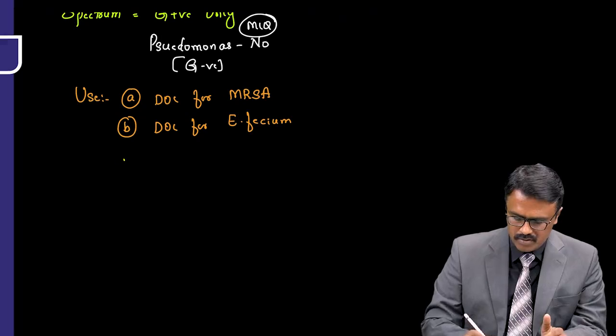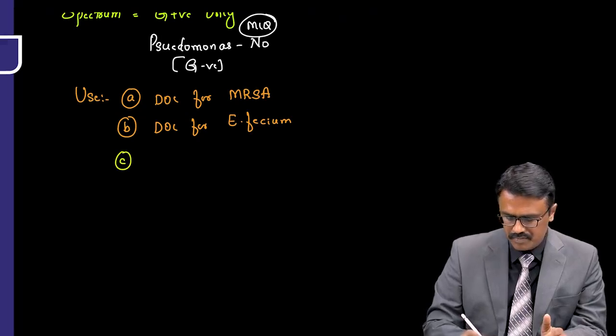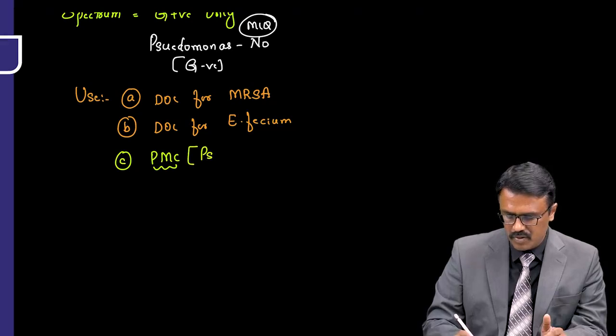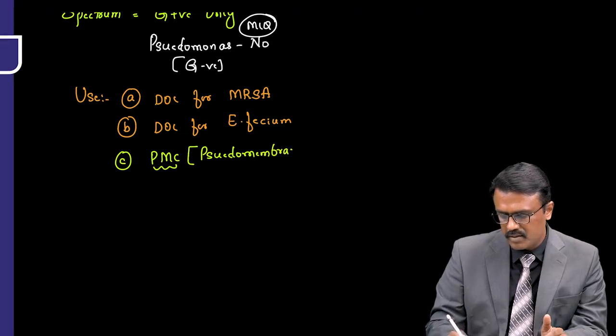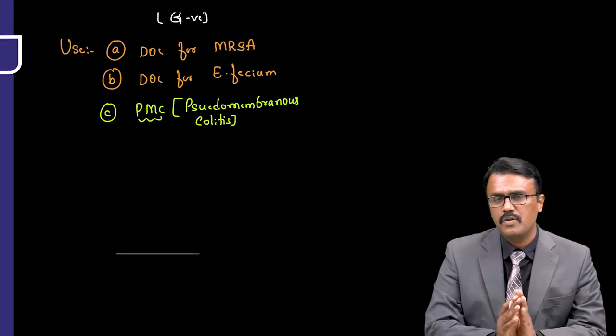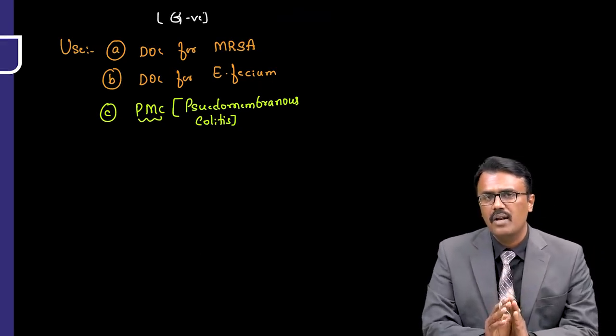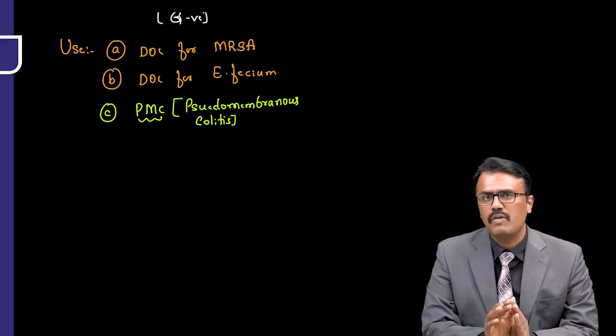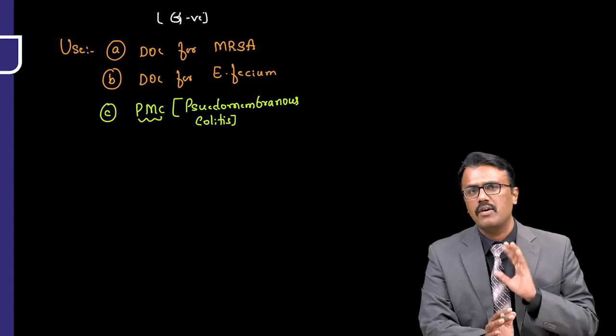Now it is also used in the treatment of PMC. PMC means pseudomembranous colitis. Let me write the full form. Pseudomembranous colitis. Nowadays the guidelines say that the first choice for pseudomembranous colitis is oral fidaxomicin. If that is not in the options, you can choose vancomycin as your answer. But you have to check for fidaxomicin. If it is not there, then vancomycin.